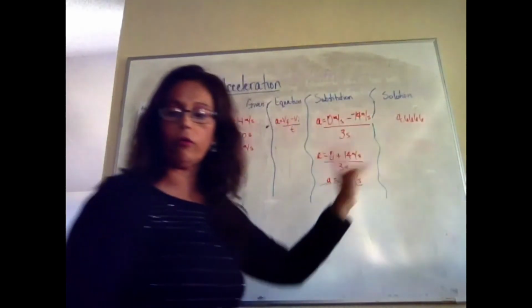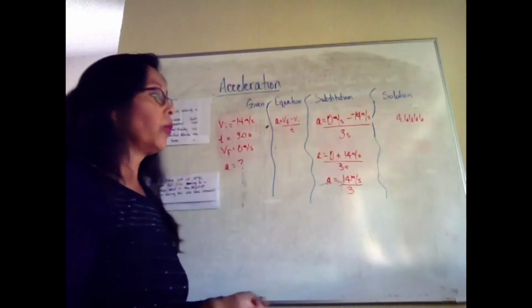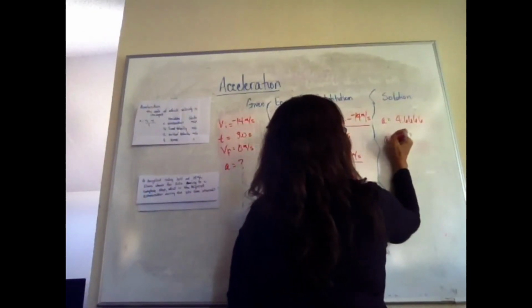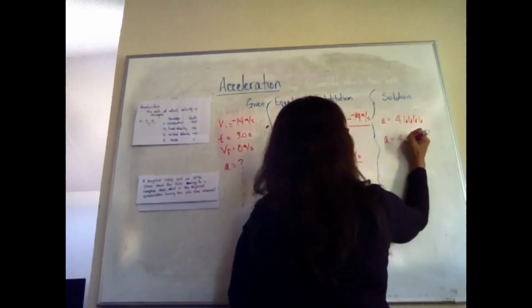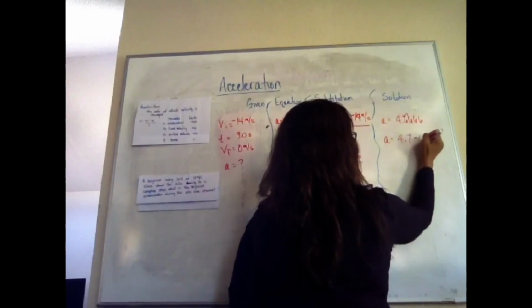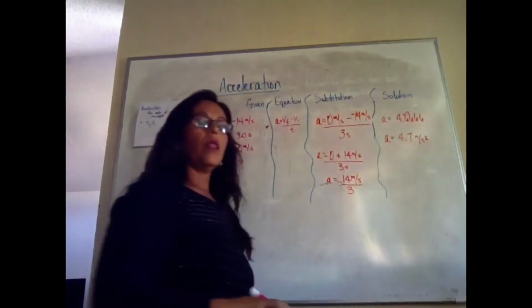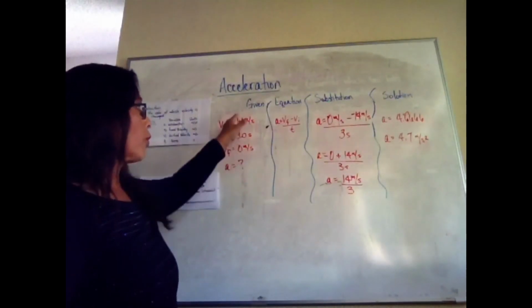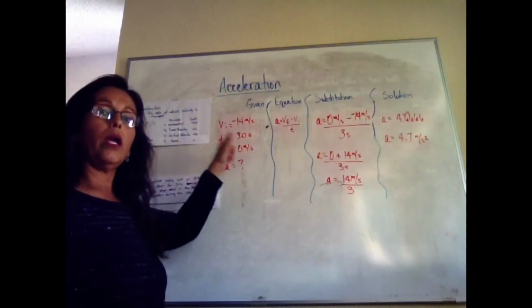4.66666 repeated forever. So we're not going to keep writing those. What we're going to do is round up by 1. So we're going to say 4 point, I'm going to round up the 6 to a 7, meters per second squared. That's how much acceleration he had as he was going from 14 meters per second to 0 in 3 seconds.